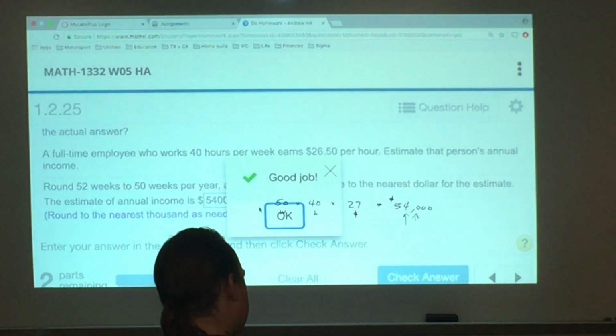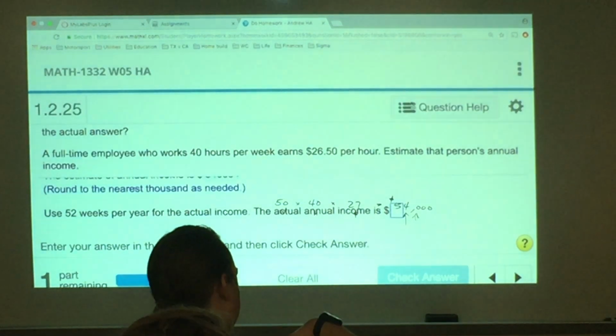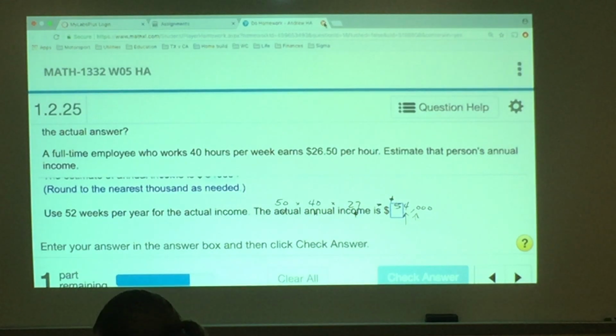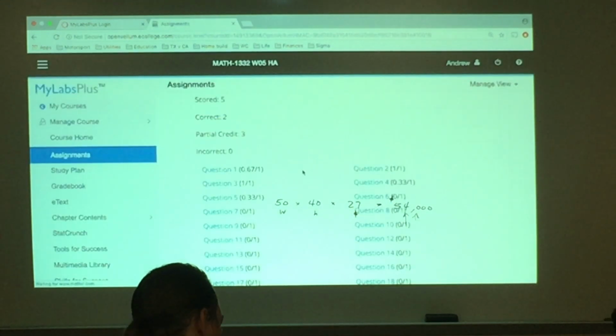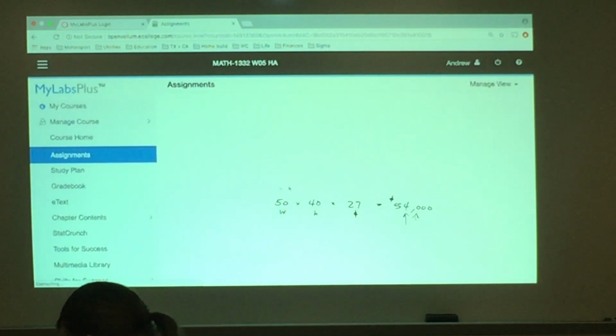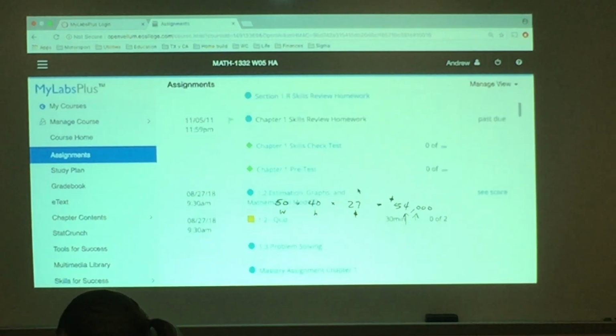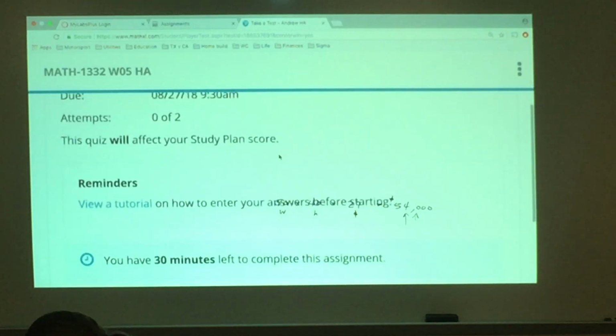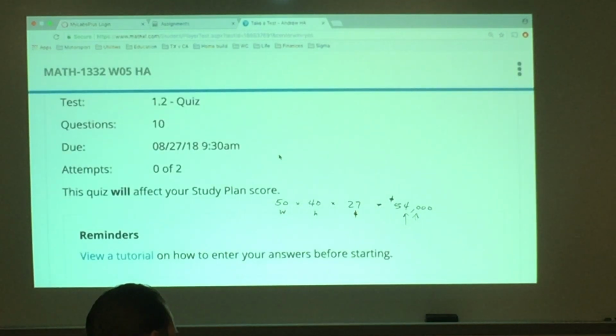Now, hold on one moment before you pack up. Let me show you how to take your quiz, because what do you got to do before the next class? Take the quiz. Take the quiz. So once you finish your homework, you need to take the quiz. If you go back to assignments, scroll down, there's the quiz right there, and you can take the quiz. Does that make sense, guys?